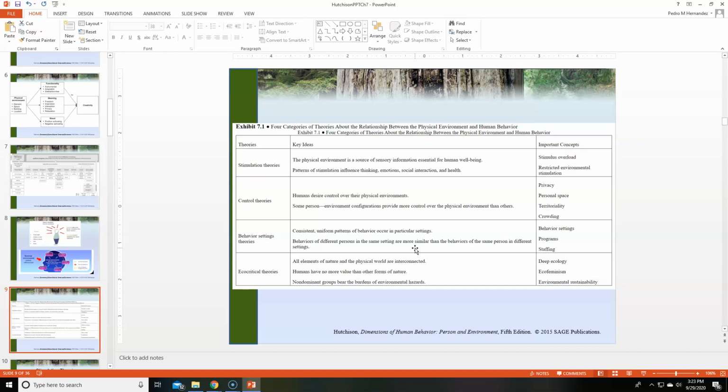Here, control theories, which are privacy, personal space, territoriality, and crowding. Well, that could be self-explanatory, right? Privacy: in the book, they have a picture of cubicles in an office. Maybe that's not private enough. Maybe it is, depending on the person. Personal space. We all know about that one, especially now.